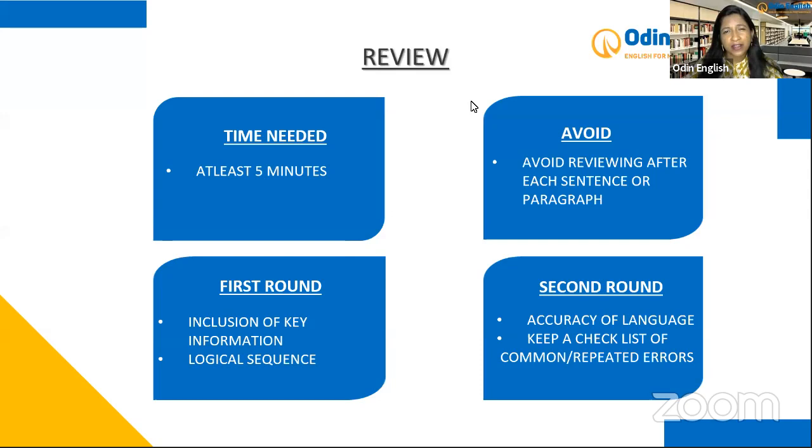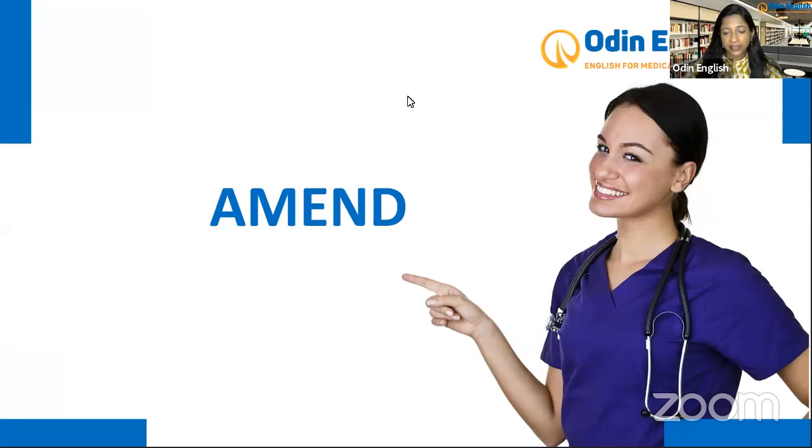Now let's look at the next one, that is amend. That's the last thing in ASTRA. So review, you have seen that you have looked, reviewed, and now you have to change. Just understanding that it's wrong won't help. So keep your time for reviewing and amending. Review and amend will come together actually. Amend means nothing but to change.